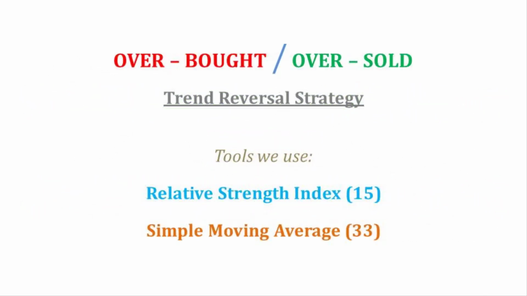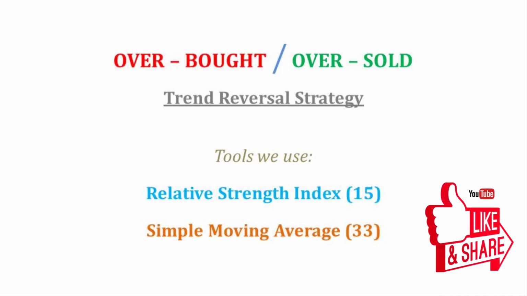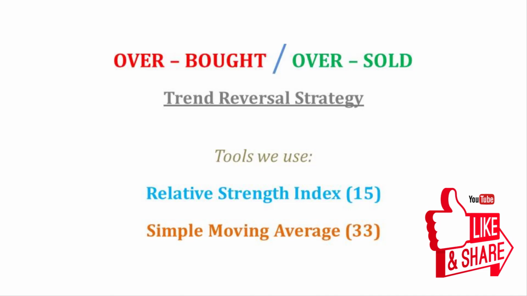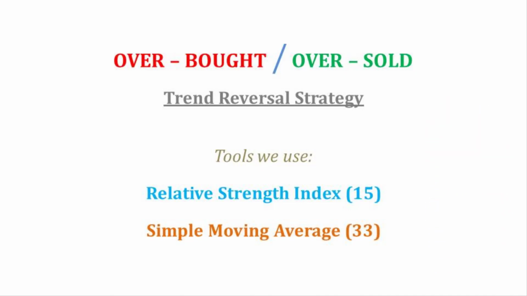In this video, we're going to talk about a trading strategy based on our trend reversal pattern. We're going to see how to enter a trade, place the stop loss, and fix our targets for the trade. And to keep things simple, we're going to use indicators to do this. We will be using two indicators. One is RSI and the other one is simple moving average. And the value of RSI is 15 and the value of simple moving average is 33.